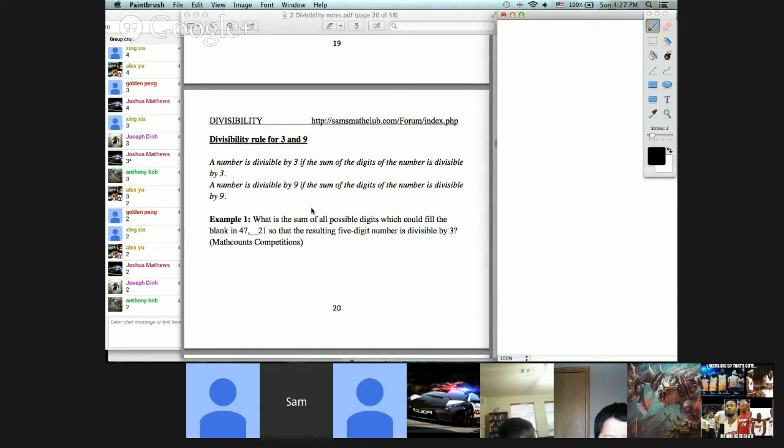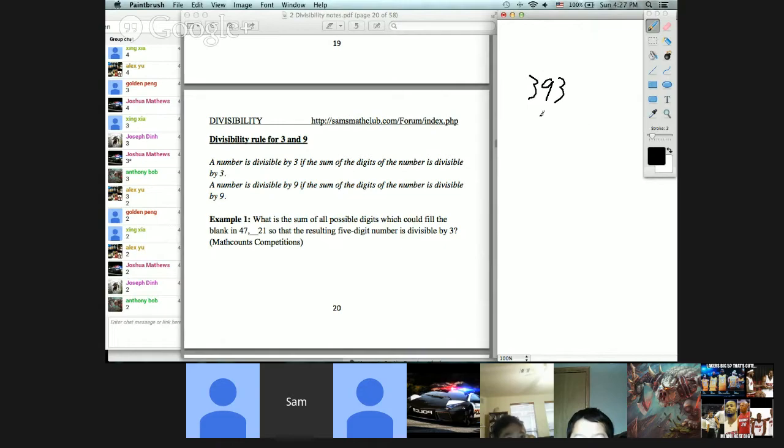Okay. So, divisibility rule for 3 and 9. I really like this one. It really helps you in MathCounts. So first off, a number is divisible by 3 if the sum of the digits of the number is divisible by 3. So this one is a little bit different from 5 and 2. Just add up the digits of the number, and if the sum is divisible by 3, then the number is. For example, 393.